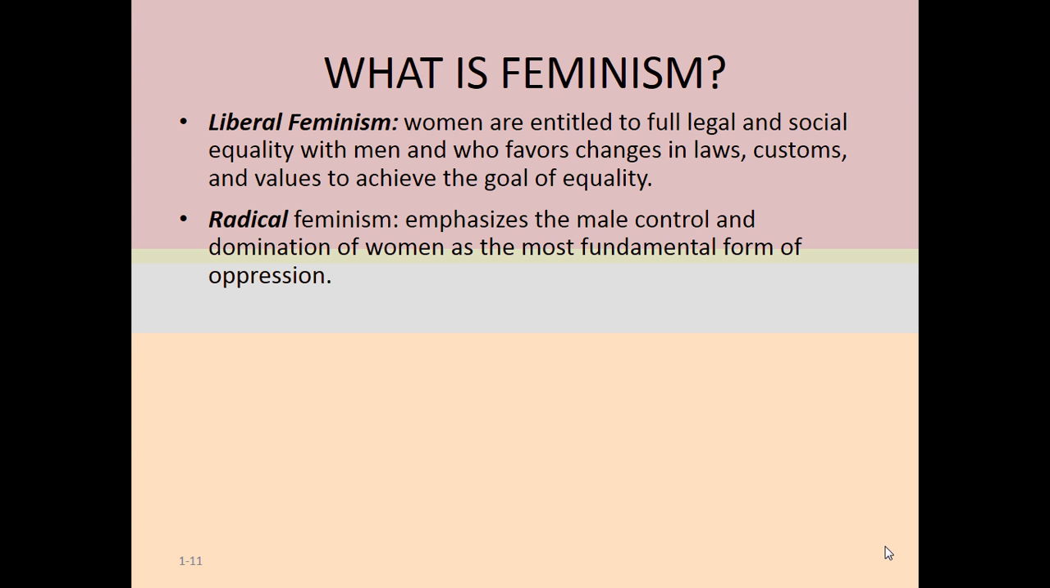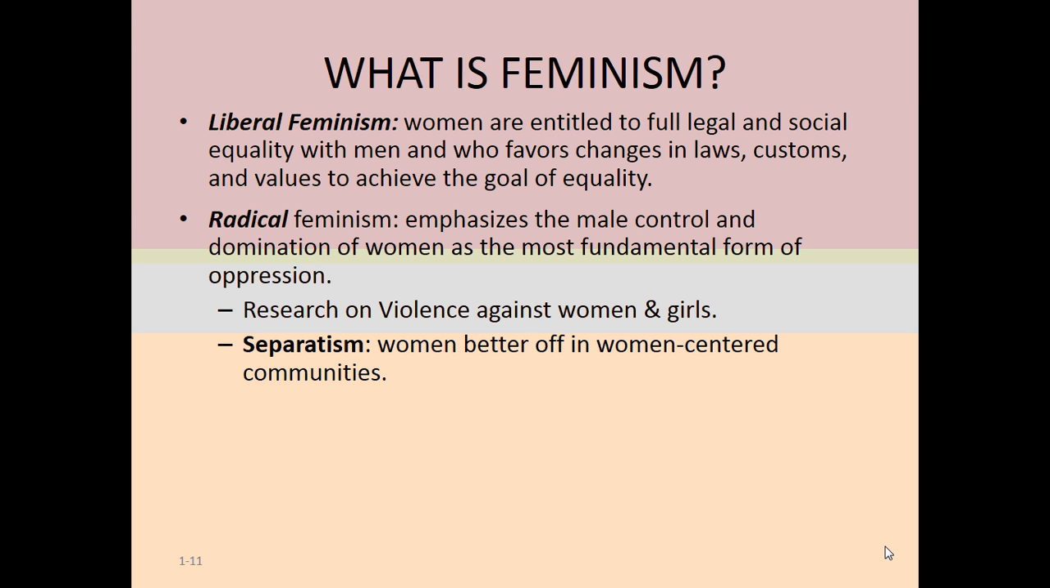Radical feminism says that men just control and dominate women, and it's about oppression. A lot of the research on violence against women and girls tends to be based on this more radical feminist idea. Radical feminists often advocate for separatism, that women are better off in women-centered communities and that they'll be safer, more protected, as well as have more equality, have all of their rights, and be able to achieve their full self.